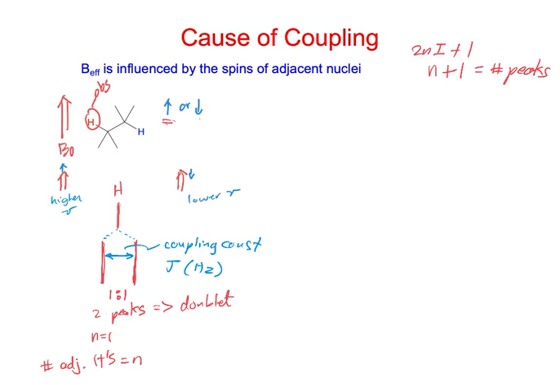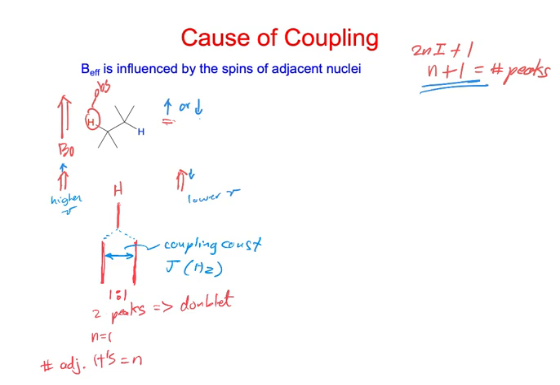We don't do this in parts per million because this coupling constant is independent of magnetic field strength. If we did it in parts per million, then the coupling constant would change at different field strengths. But if we do it in hertz, it's the same. So we have this rule N plus 1. We had one adjacent proton, 1 plus 1 equals 2, we get a doublet.